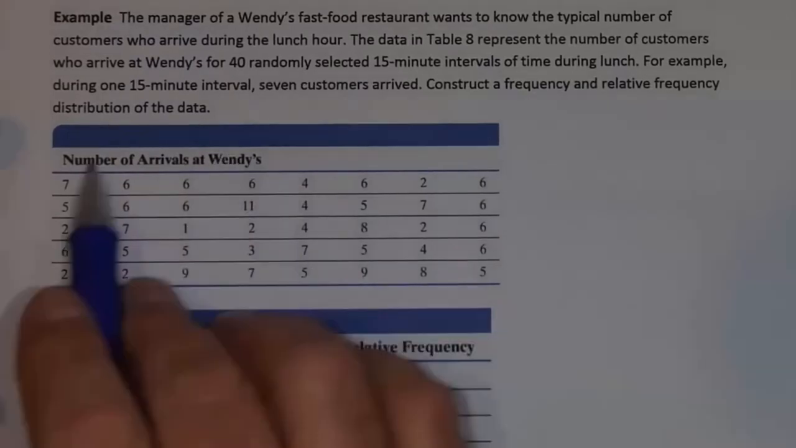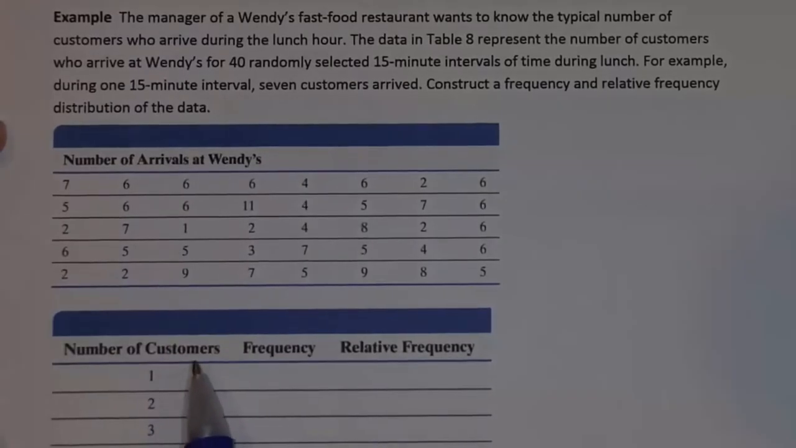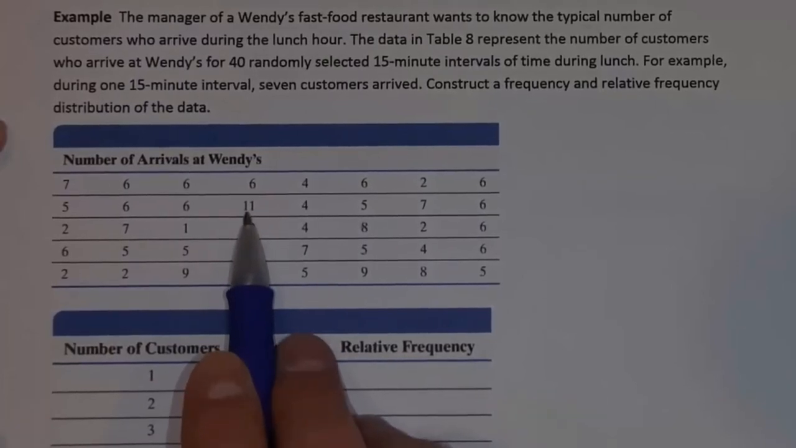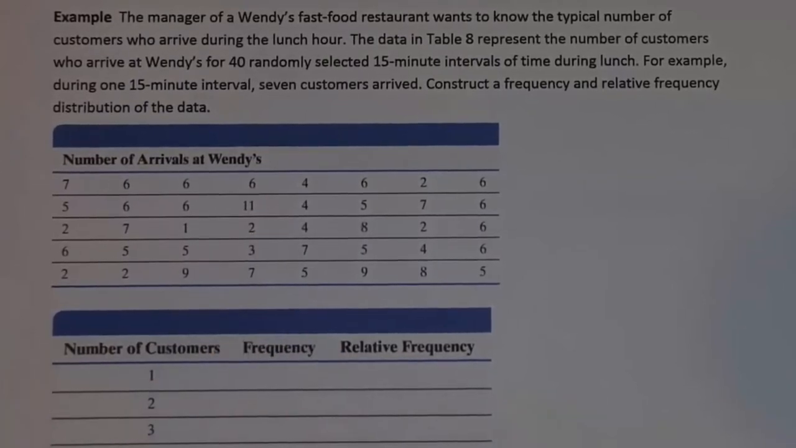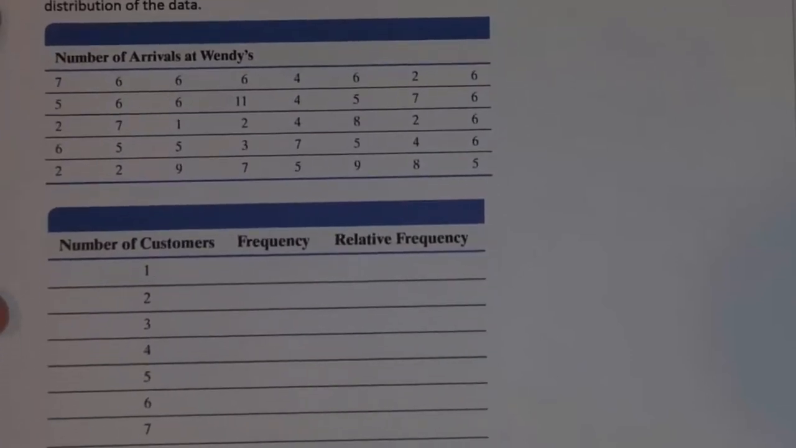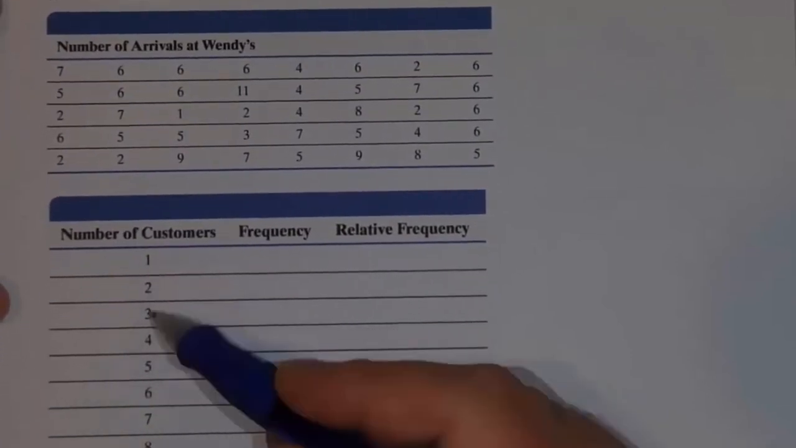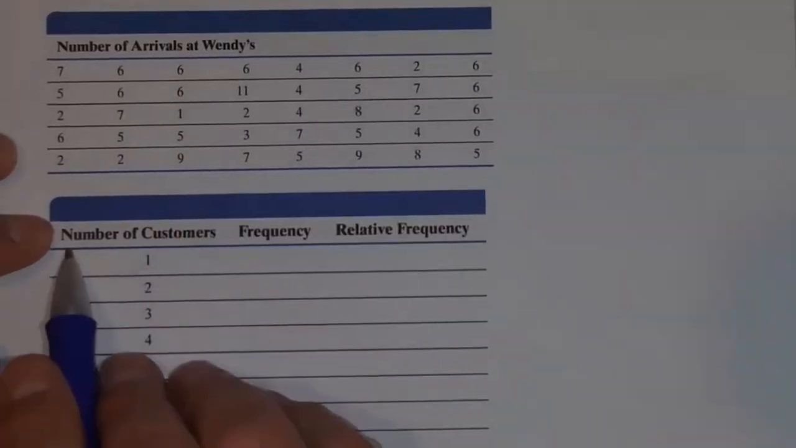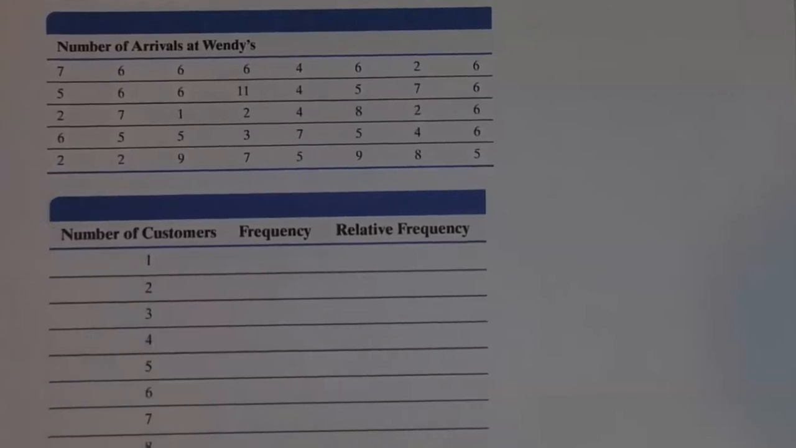Now, also, if you look at the data here, our data values range from 1 right here to 11 right here. So we only have a relatively small number of possibilities from 1 to 11. So because of that, I can just treat each of those values from 1 to 11 as my class. So these are going to represent my classes. It's the number of customers.